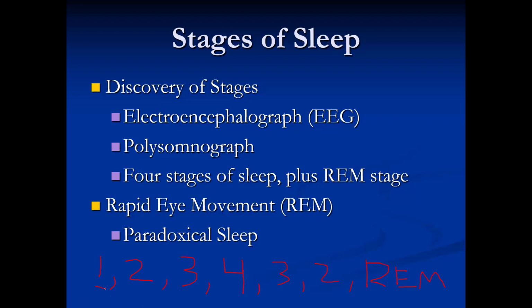So this progression here that you see represents one full cycle of sleep, and on average it lasts about 90 to 100 minutes. So therefore, if you think about it, we would go through several of those each night. So once again, about 90 to 100 minutes on average.